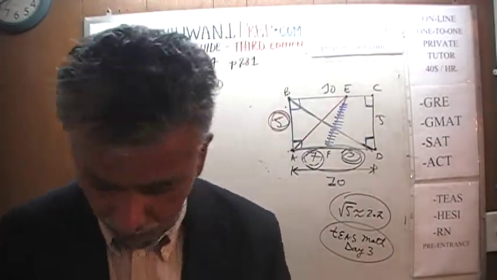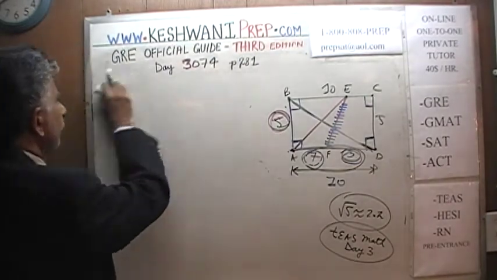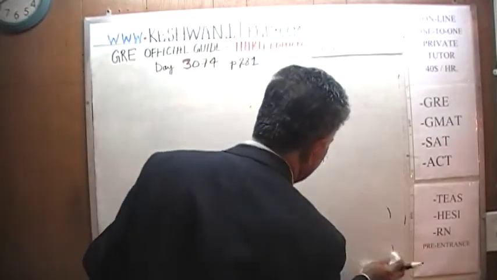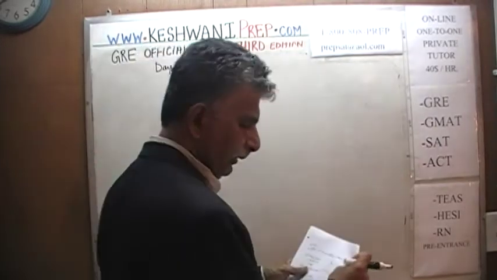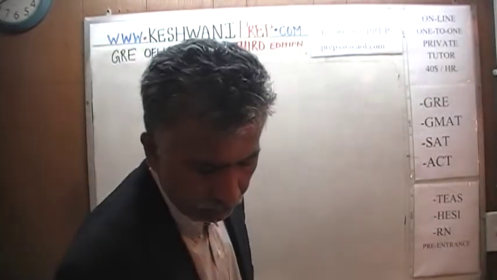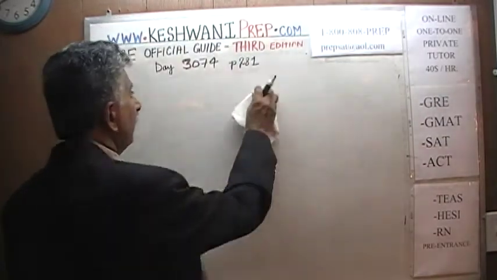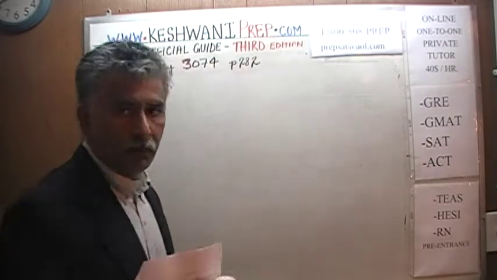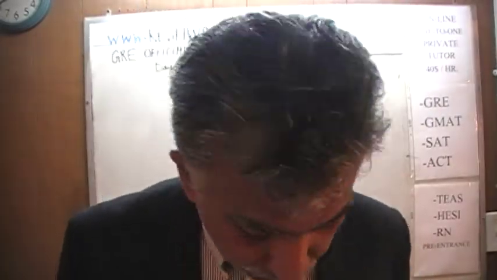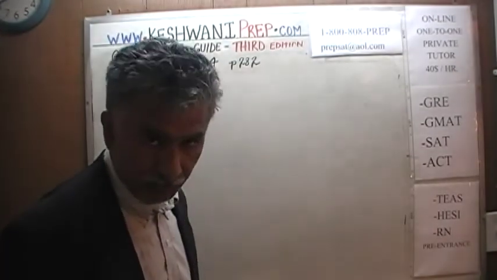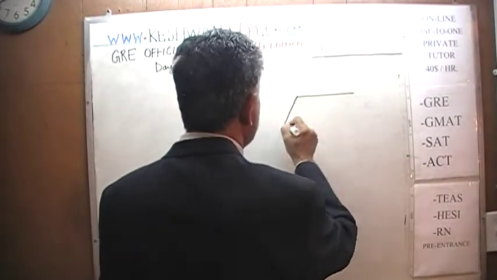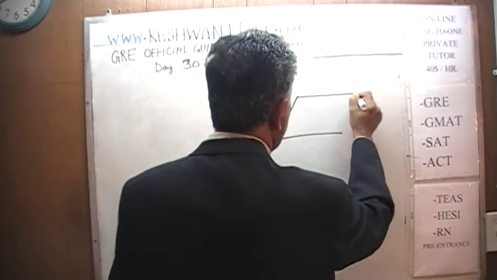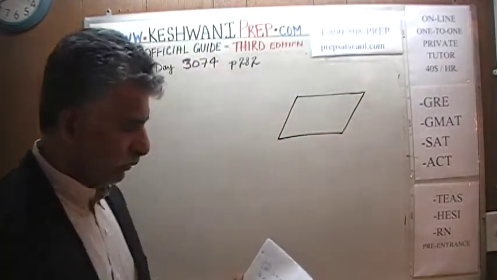The next problem deals with a parallelogram. And we are given a picture, which is on the next page. We are no longer on page number 281. We are now on the very first problem on the next page, page 282. And I'm going to reproduce what has been produced there. They produced it and I'm simply reproducing it.